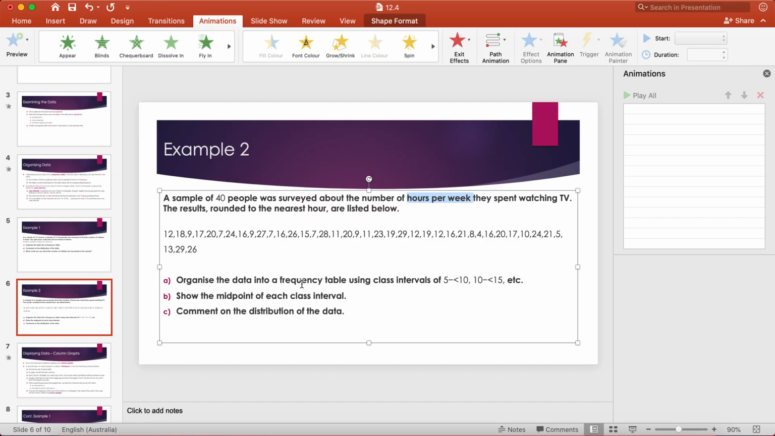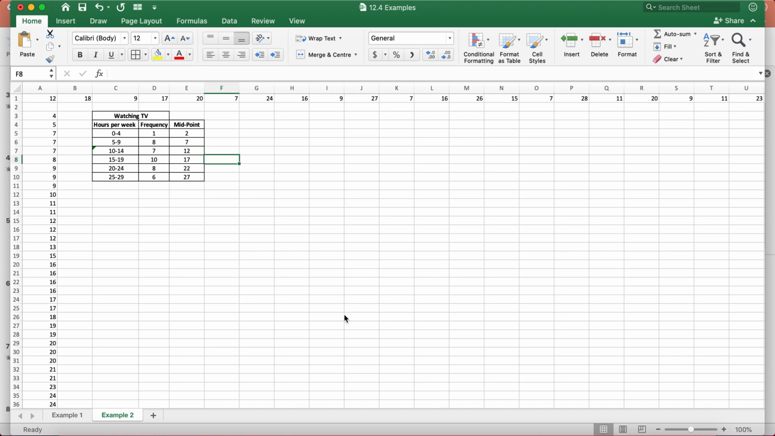Okay, so it says here, organize the data, etc. Show the midpoint of each class interval and comment on the distribution of the data. So looking at this one, what can I do? If this is the distribution of the data, the other one was the midpoint. We can change this. We can put it to the end if we want to, and put the midpoint in the middle there. We can extend this one.